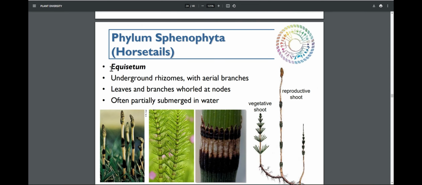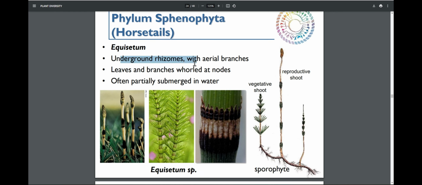Okay, so this genus, Equisetum, I think, has underground rhizomes, so this part is underground, while there are aerial branches, so these are all aerial branches. Leaves and branches are whorled at nodes, so it's kind of like at each little segment, those are nodes. And this also is often partially submerged in water.